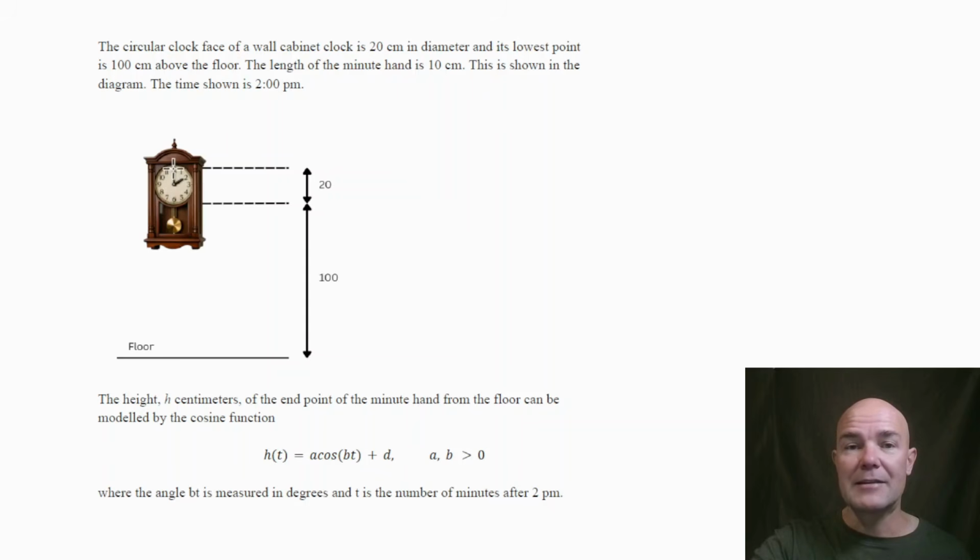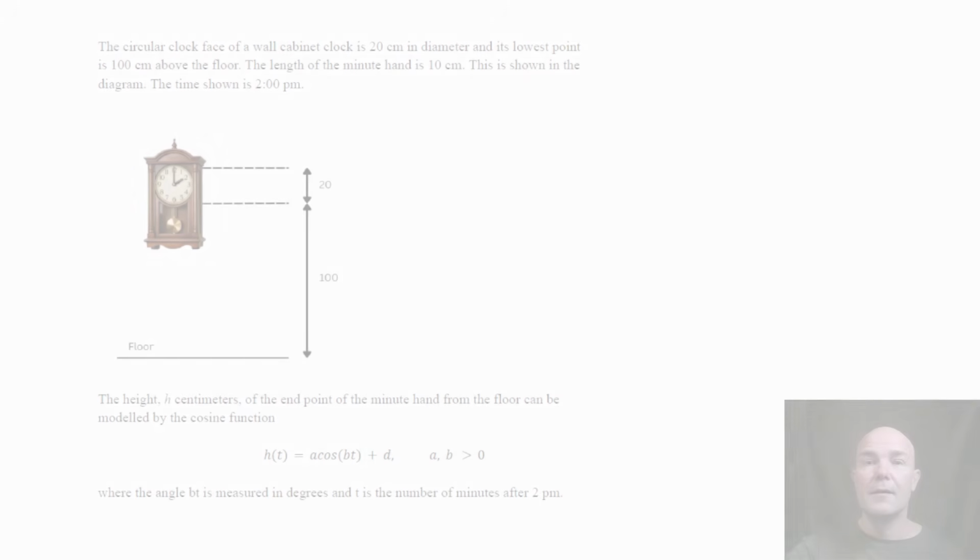Our minute hand is up here at the highest point, and it's also been given that the diameter of the clock is 20 centimeters, and the height of the lowest point of the clock is 100 centimeters. So that information has been given for us. Also, we know that we are modeling a minute hand, so we know that it takes 60 minutes for the minute hand to make one full revolution.